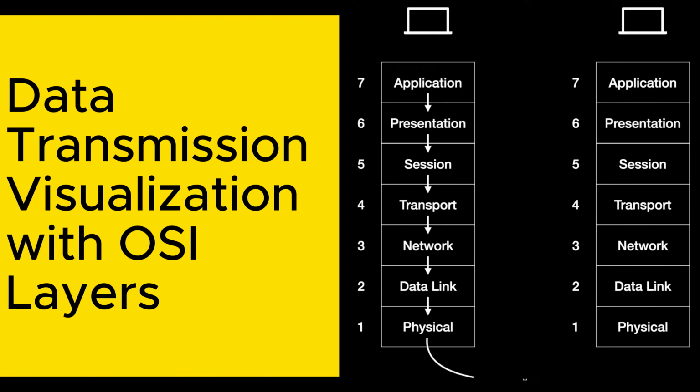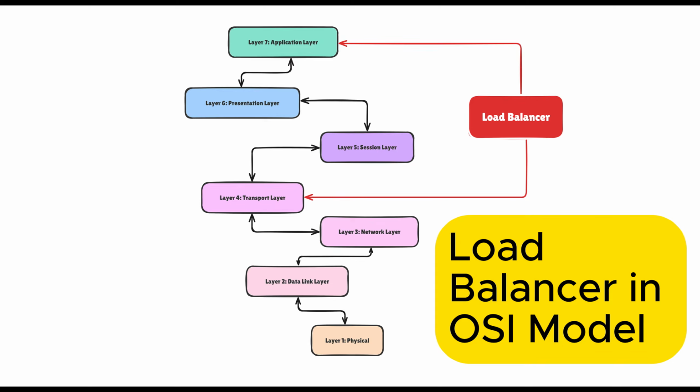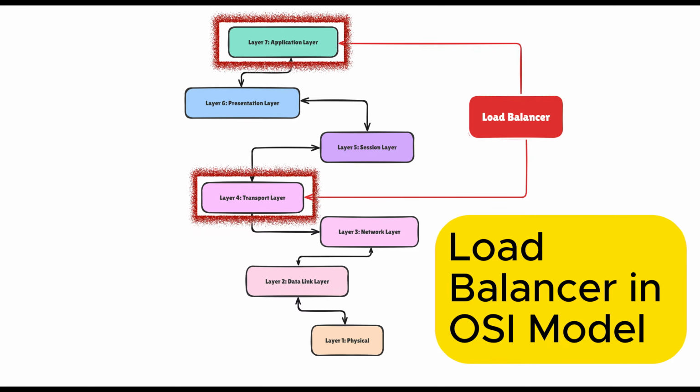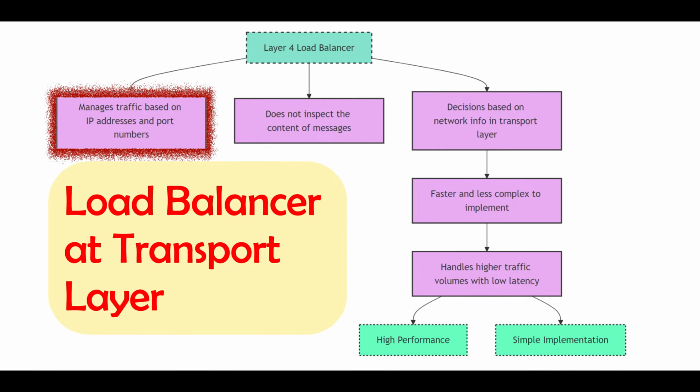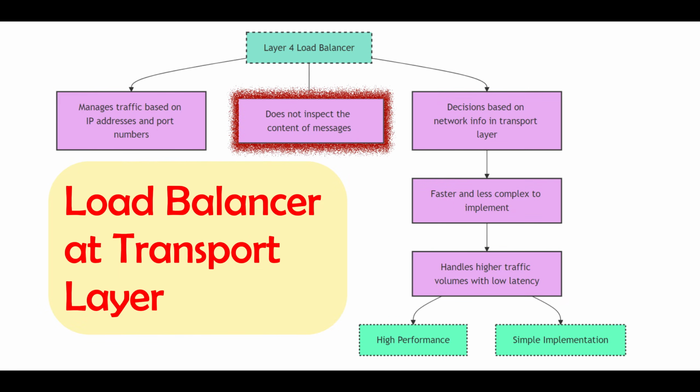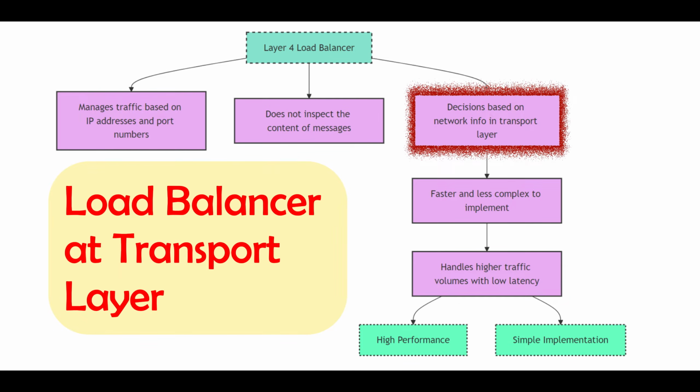Now coming back to load balancers. They are commonly placed at layer 4, which is transport layer, and layer 7, which is application layer. When a load balancer is placed at layer 4, it manages the incoming traffic based on IP address and port numbers. It will not inspect the content of the message. It makes decision based on the network information available in transport layer.